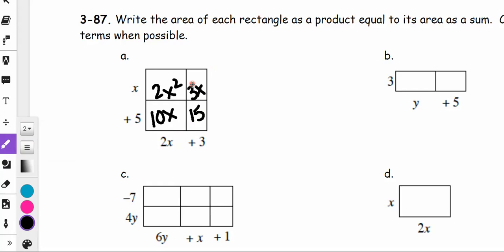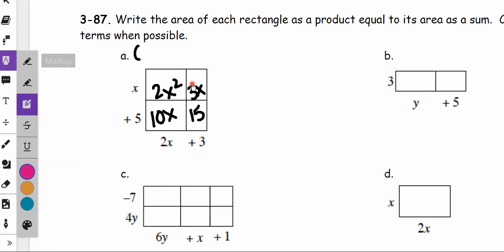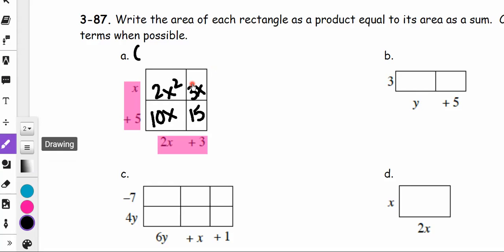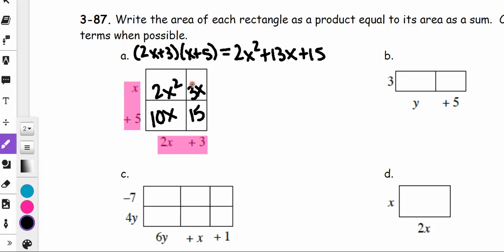And then they want us to write areas of product equal areas of sum. So the outside is going to be what I see down here, 2x plus 3 and x plus 5. So 2x plus 3 and x plus 5 equals, and then the inside is 2x squared plus 13x plus 15. On the next one, this is going to be a 3y. This is going to be a 15. So area as a product, sorry, is going to be 3 times y plus 5. Area as a sum is going to be 3y plus 15.